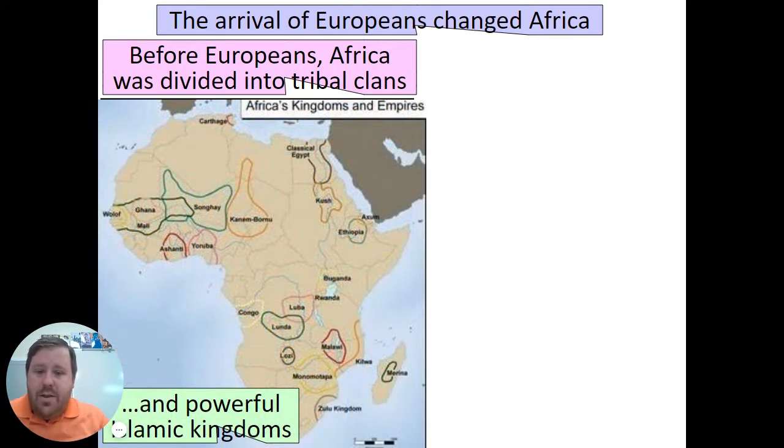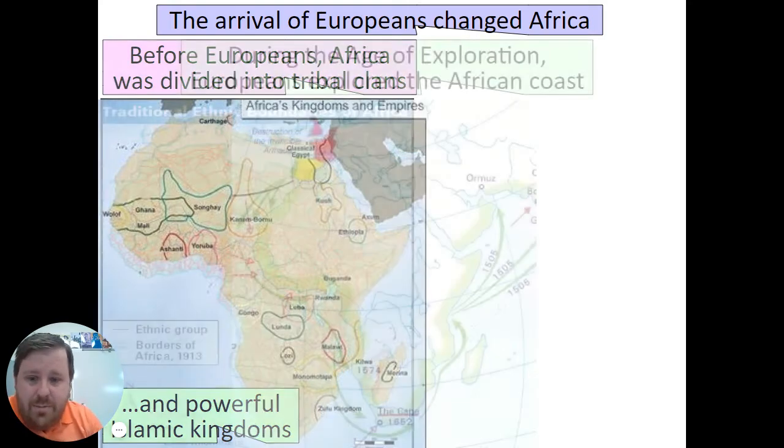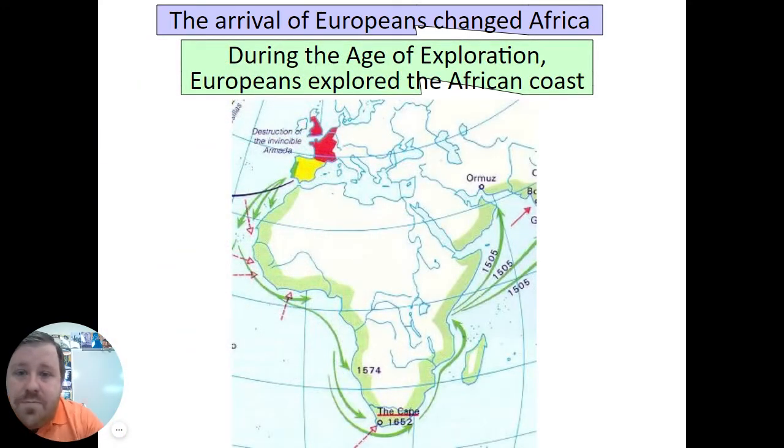Now, there's also powerful Islamic kingdoms as well. We've talked about that before, how Islam spread in Africa, and they built these powerful kingdoms, these empires, like Ghana, Mali, and Songhai, all over Africa. So you've got a whole bunch of different ethnic groups, and then you have powerful Islamic kingdoms in addition to that.